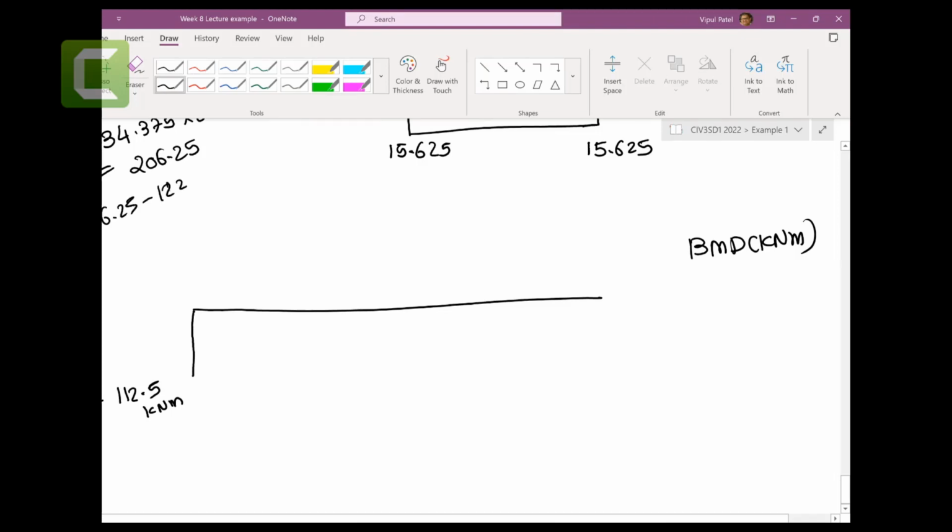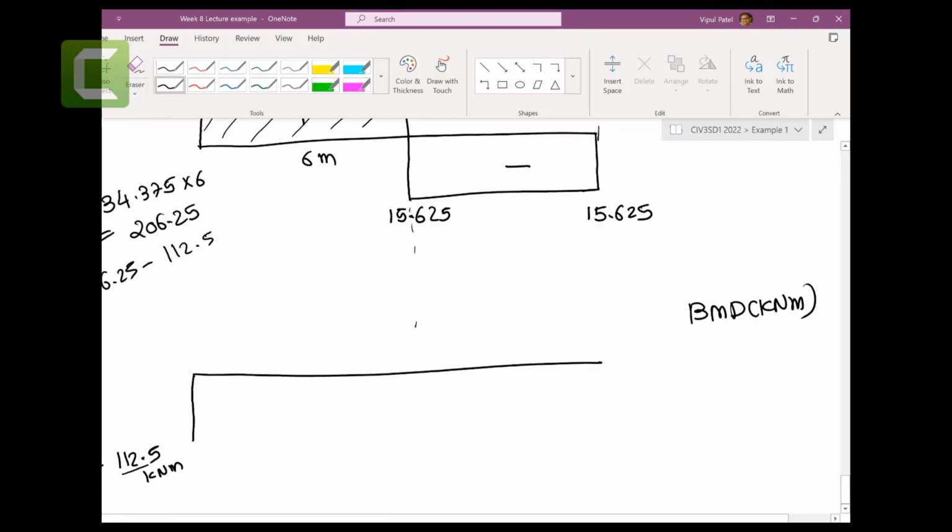Take away 112.5. That is coming from here. So you got 93.75. So up to this point, you got 93.75 positive kilonewton meters. I think kilonewton meters, put it here. And this is the roller support, so that would be 0.